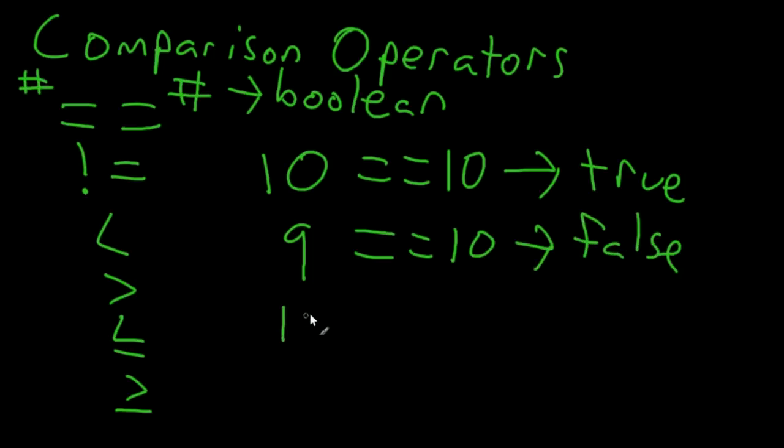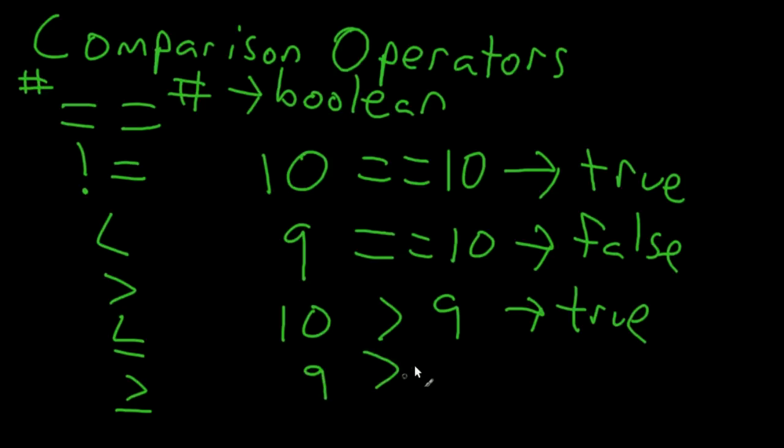And similarly, 10 greater than 9 will result in true, but 9 greater than 10 will result in false. And I could go through many other permutations of these combinations with different numbers, but I think you get the picture. Let's see how it looks in Blockly.